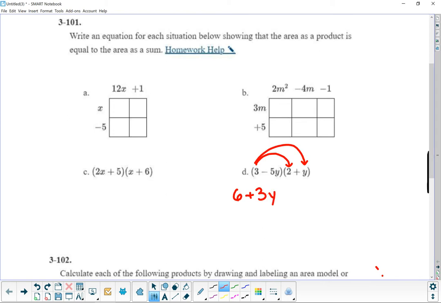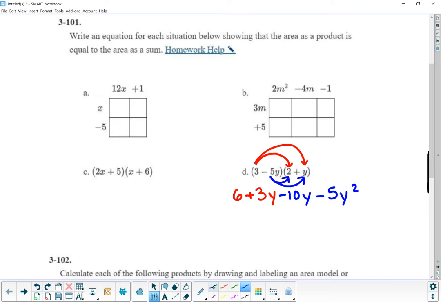Okay, once you're done with the 3, now you're going to move on to the negative 5y. And you're going to take negative 5y and multiply it to the positive 2. So negative 5y and positive 2 makes a negative 10y. Then you're going to wrap up and go negative 5y times a positive y, which will make a negative 5y squared. And that's how you successfully do a double distributive property.